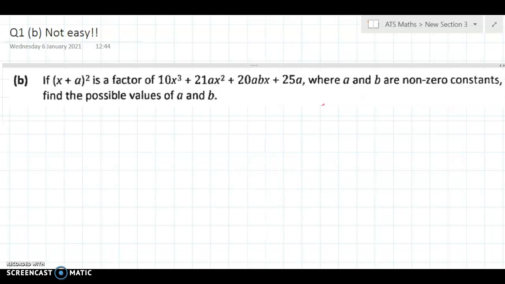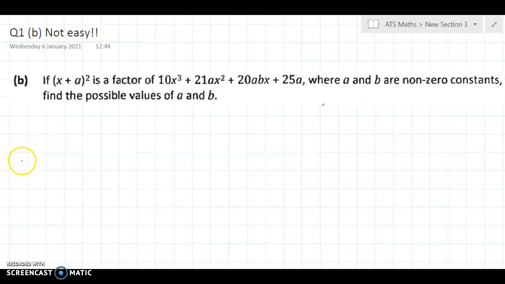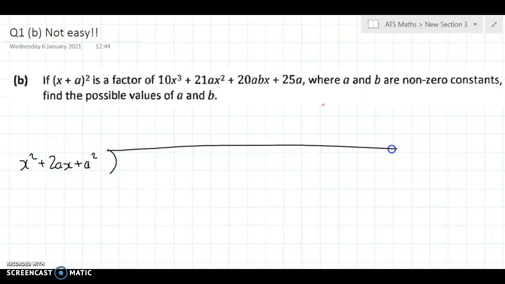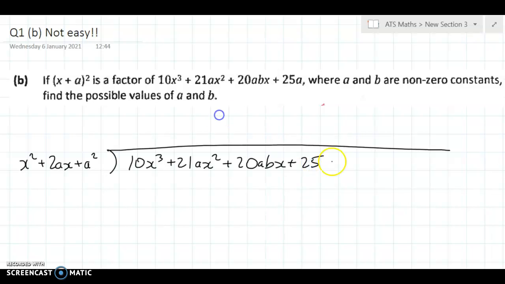Right, here we have a factor of this big long mess here where a and b are non-zero constants. The thing is that the factor should divide in with no remainder, right, if it's a factor. So if we expand out x plus a squared, we get x squared plus 2ax plus a squared. And we're going to divide that into this big mess here: 10x cubed plus 21x squared plus 20abx plus 25a.